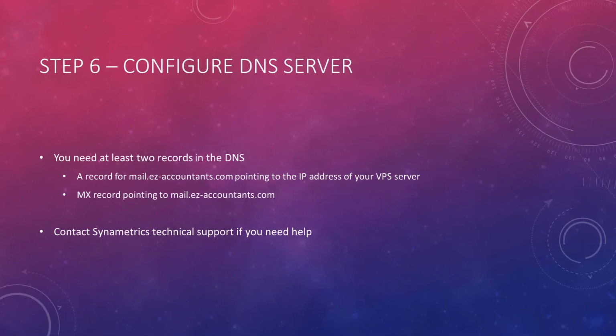Next, you need to configure the DNS server so this XEAMS also receives incoming emails for easyaccountants.com. This requires creating at least 2 records in the DNS server, an A record for mail.easyaccountants.com pointing to the IP address of your VPS server, and an MX record pointing to mail.easyaccountants.com. These values are necessary for receiving inbound emails from the internet. Contact our technical support if you need further help.